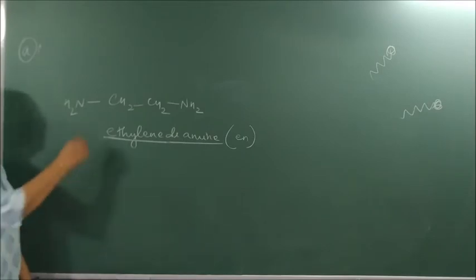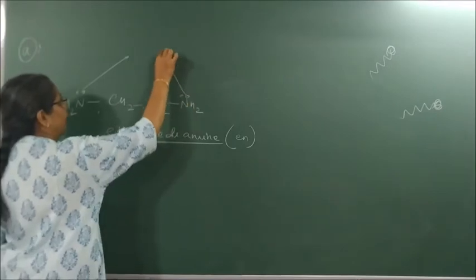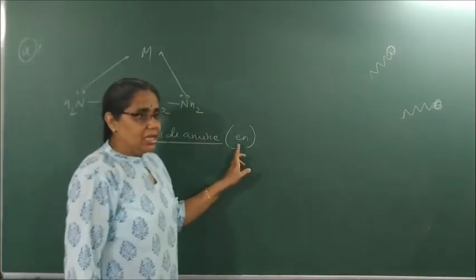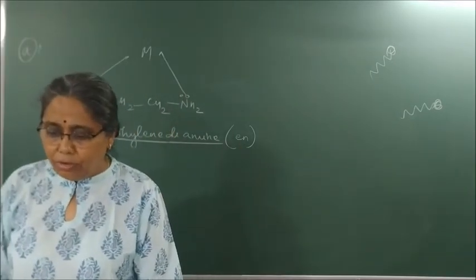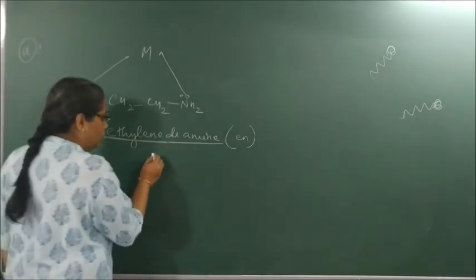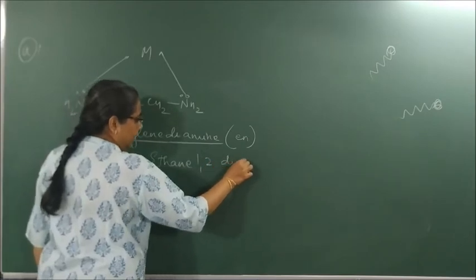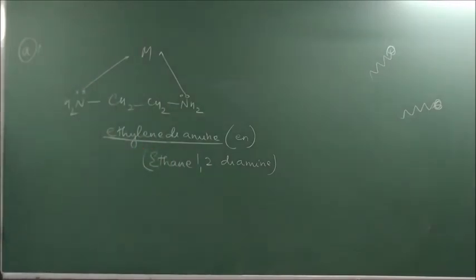Okay, ethylene diamine. How is it a bidentate ligand? The two lone pairs of electrons of the nitrogen atoms are donated to the metal atom, and hence it is a bidentate ligand. It is abbreviated as en. En is written as 1,2 diaminoethane, or you can also write it as ethane 1,2 diamine.